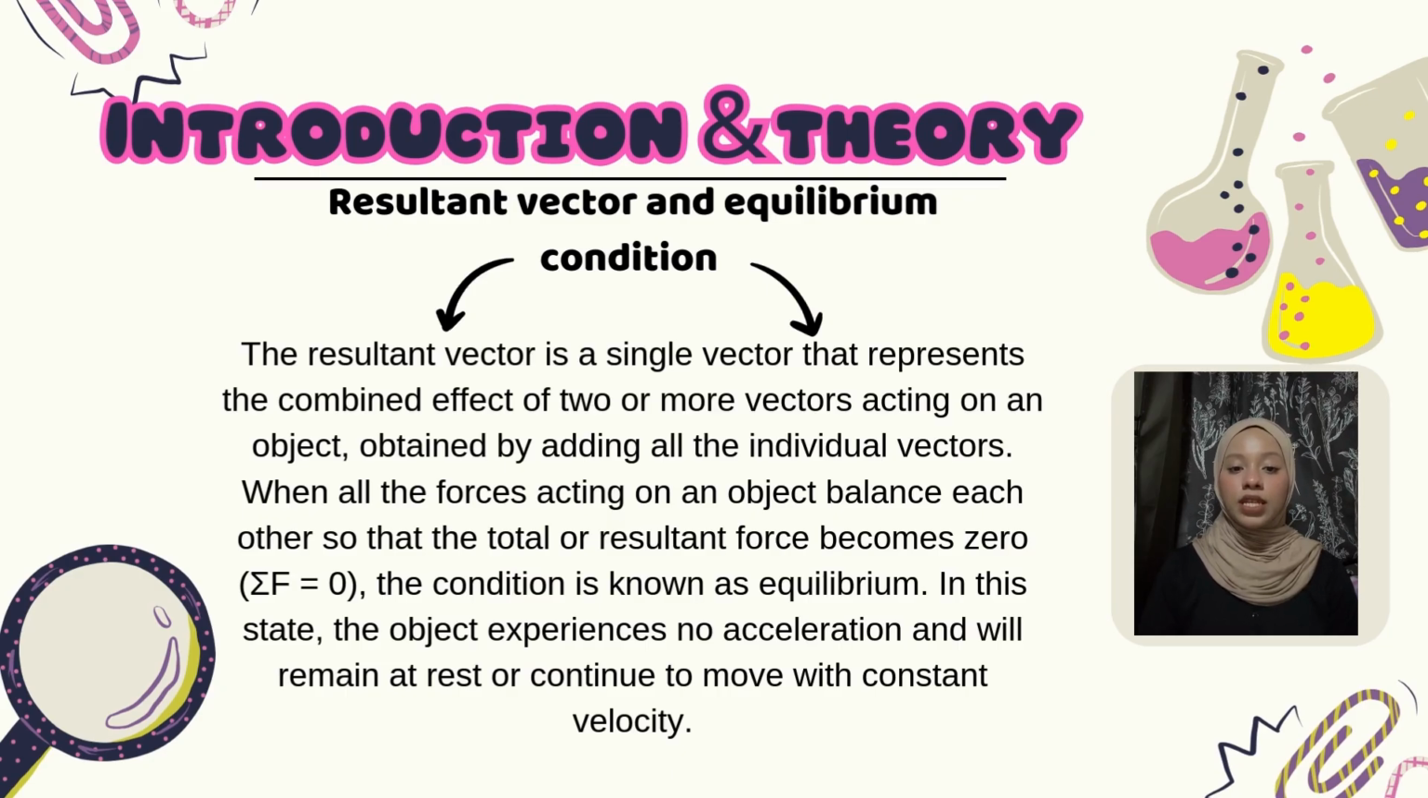The resultant vector is a single vector that represents the combined effect of two or more vectors acting on an object, obtained by adding all the individual vectors. When all the forces acting on an object balance each other so that the total or resultant force becomes zero, the condition is known as equilibrium. In this state, the object experiences no acceleration and will remain at rest or continue to move with constant velocity.